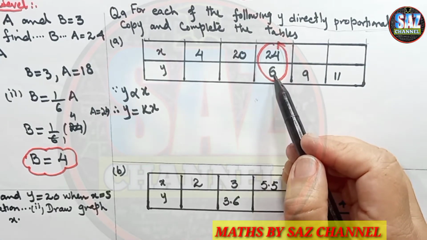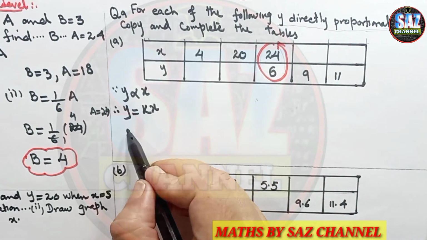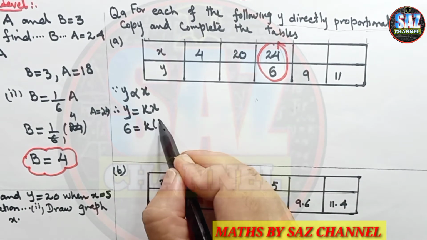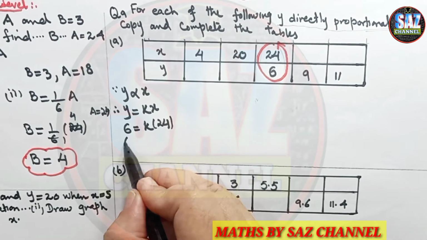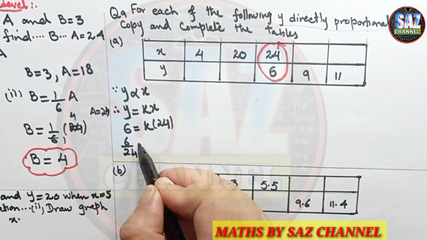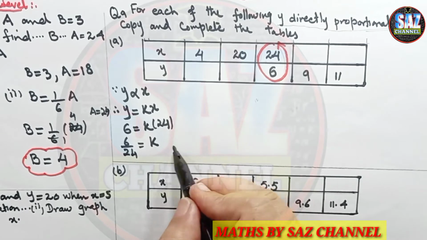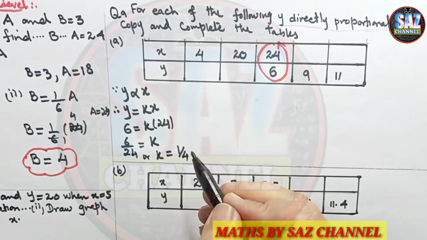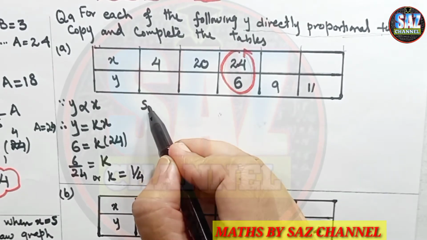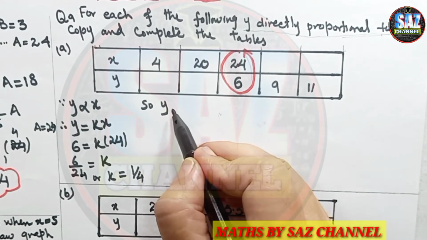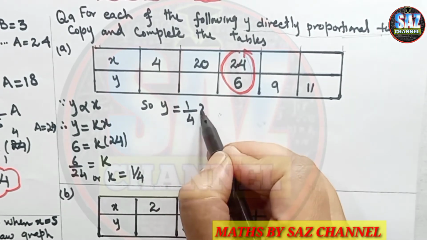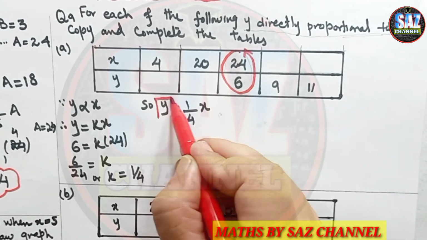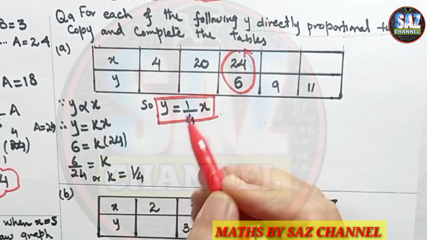So it means that instead of Y, I have to replace 6, and instead of X, I have to replace 24. Now 24 will be shifted to the other side. It will become 6 by 24 equals K, or K will be equal to 1 by 4. So the relationship that I'm getting is Y equals 1 by 4 X. This is the relationship that will be helping us in the completion of the rest of the values of the table.